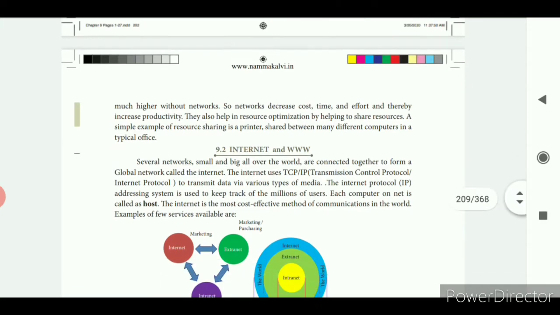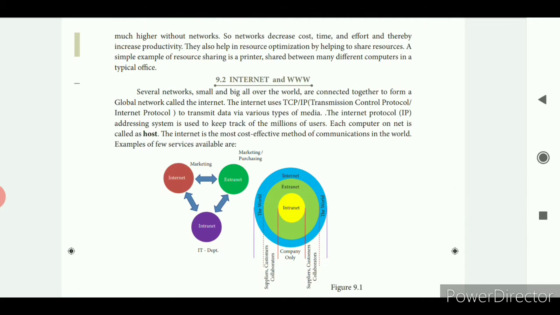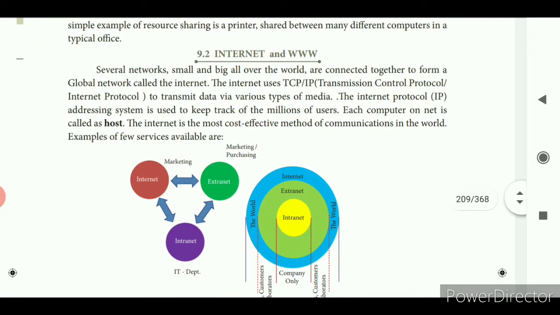So what do you mean by internet? The correct definition of internet is: several networks, small and big, over the world are connected together to form a global network, which is called the internet. The internet uses two protocols. Protocols are nothing but rules and regulations, a set of programs.